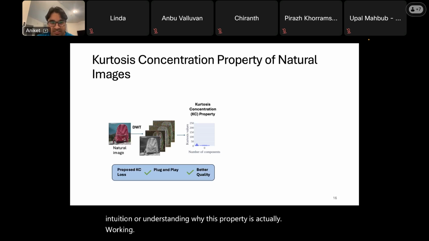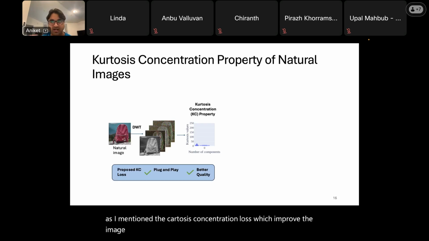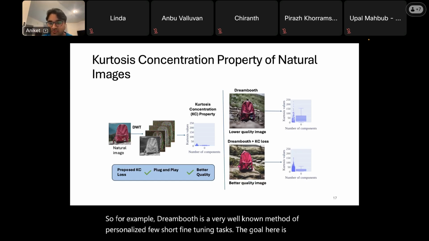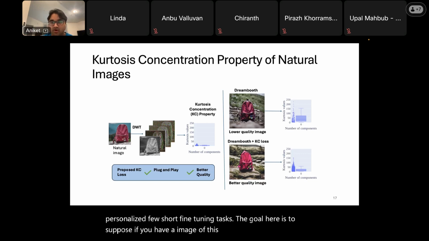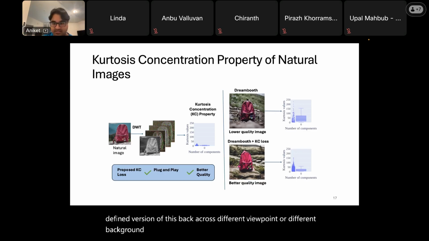Next, we use this property to propose a plug and play loss function. As I mentioned, the kurtosis concentration loss improves the image quality across multiple tasks or multiple methods. For example, Dream Booth is a very well-known method for personalized few shot fine-tuning tasks. The goal here is, suppose you have an image of this bag and you want to generate different versions of this bag across different viewpoints or different backgrounds or different contexts.